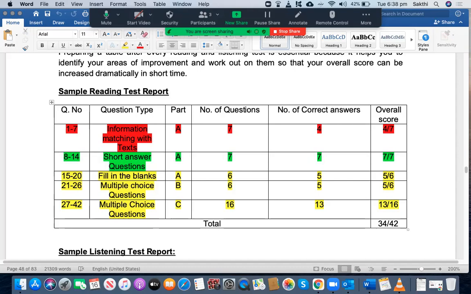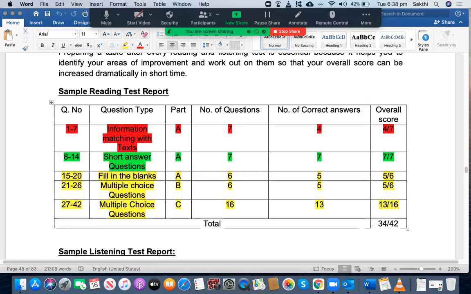When I go to questions 15 to 20, I have fill in the blanks, and they fall under part A of the reading section. I got 6 questions and I was able to get 5 answers correct, so it's 5 out of 6. This is okay. It's a sort of okay question type because I can still get 5 out of 6, but it can be improved as well. We need to aim at 100 percent accuracy across all these sections, or question types.